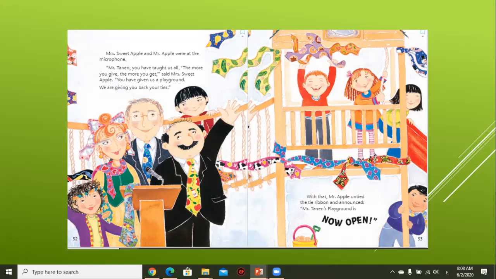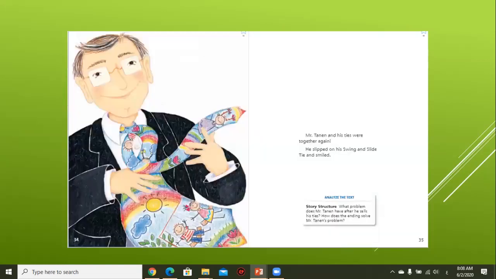Sometimes you need to say thank you for doing something good. Mr. Tannen and his ties were together again. He slipped on his swing and slide tie and smiled. Wow, he was happy. Why? Because he has a tie for all occasions.